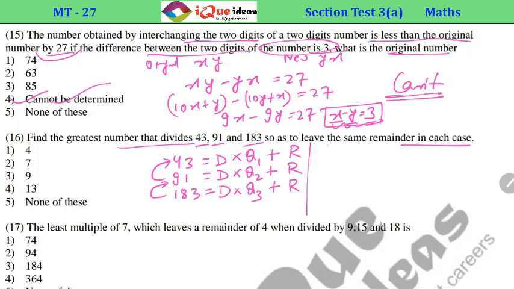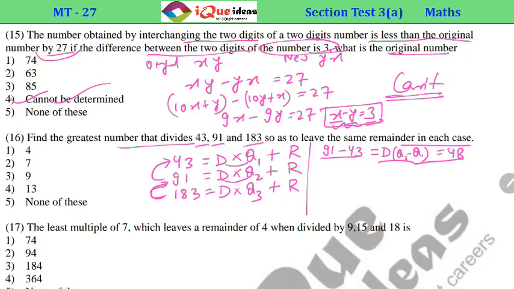In the first case, we will get 91 minus 43 equal to d into Q2 minus d into Q1. So it is d into (Q2 minus Q1), which is 91 minus 43. If you subtract, 91 minus 40 is 51, minus 3 is 48. Right? So this is another situation that we get.